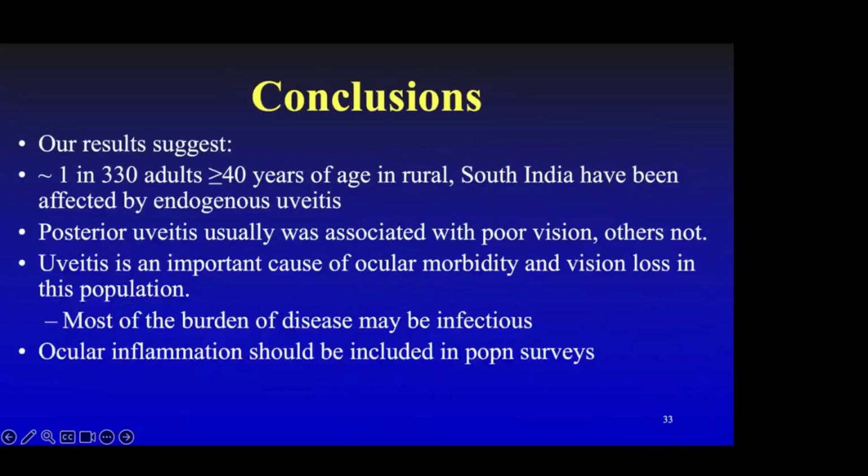And so our results suggested 1 in 330 in rural South India have been affected by endogenous uveitis, and that posterior uveitis was associated with poor vision, but others not so much. And thus uveitis is important. And so I think we know that.